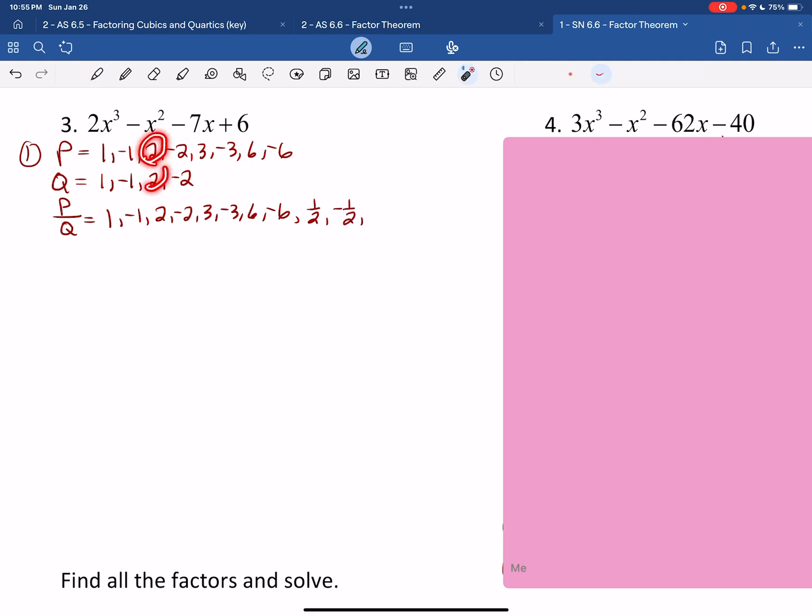Then I've got 2 divided by 2, well that's 1, I already have that in my list. And then -2 divided by 2, that's -1, I've already got that in my list. Now I've got 3 divided by 2, that'll be 3 over 2. And then -3 divided by 2, that's -3 over 2. Then 6 divided by 2, which is 3. I've already got that. And -6 divided by 2, that's -3. I've already got that. If you were to go back and divide these by -2, you would find out really quickly we've already got them. So I'll do the first couple of them so you can see.